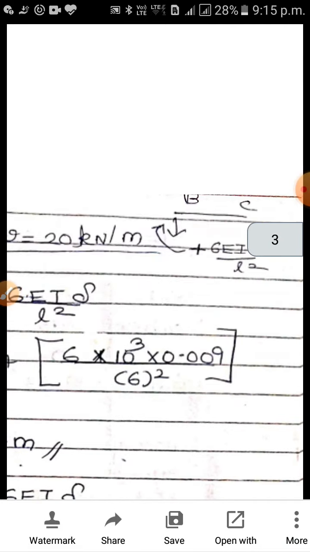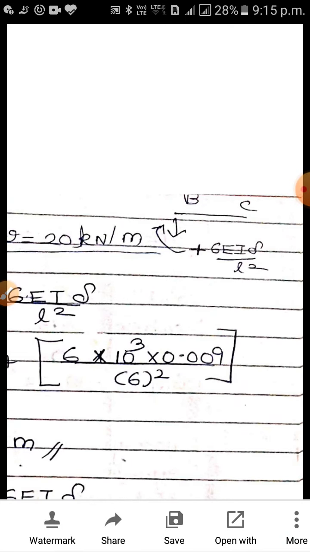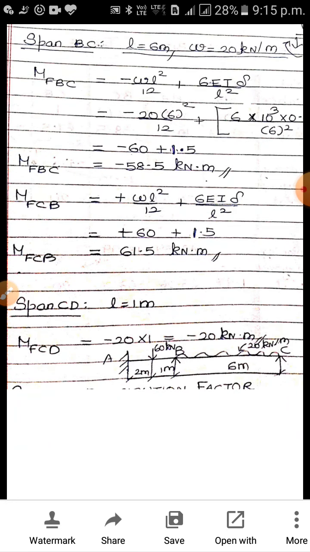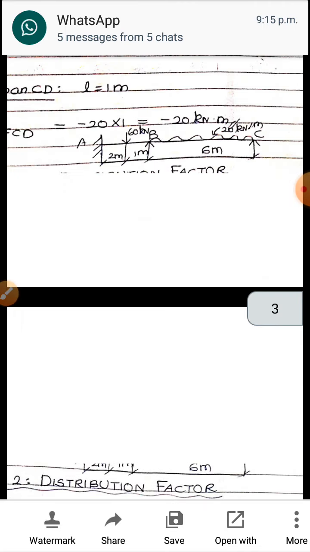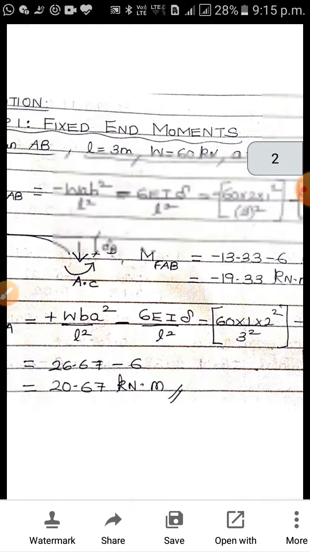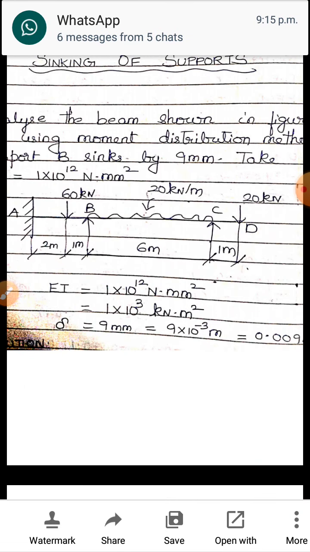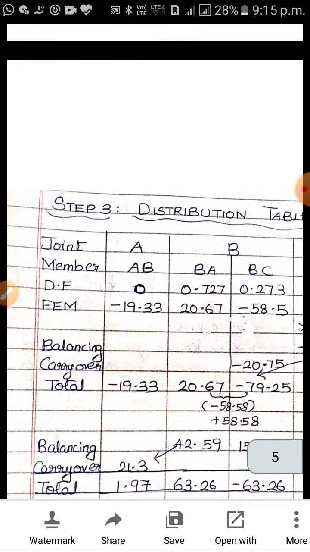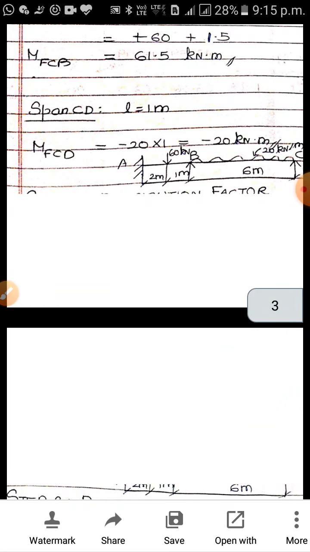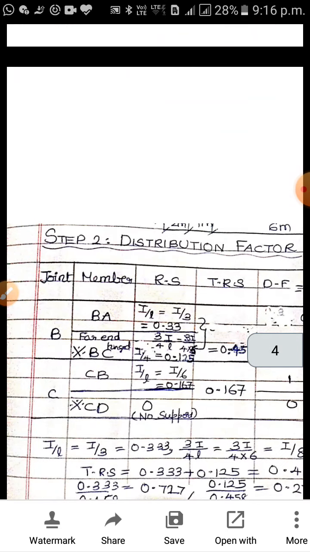Again span BC, see this diagram, B is falling down. So how will you catch? The opposite direction, so this is clockwise. So you'll have plus 6EI del by L squared for M of BC and M of CB. And MCD, see the overhang portion. This is the overhang portion CD. So 20 into 1, so minus 20 kilonewton meter is the moment for MCD. After that you will just forget about that. So M of CD equal to minus 20 kilonewton meter, M of DC equal to 0. Okay. Now step 2 is distribution factor.